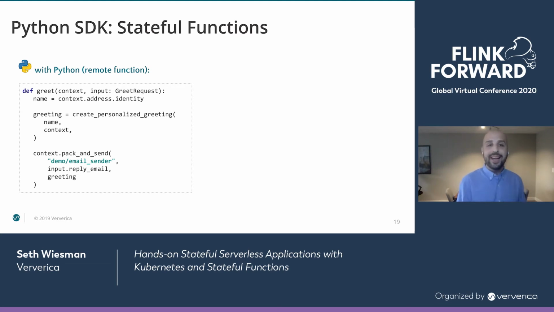And so a stateful function in Python is going to be any function that takes in two parameters, a context and a message. The context is what gives us access to our capabilities. We can read and write state, we can message other functions, we can do all that good stuff. And then the message is, of course, the message that was sent to us.